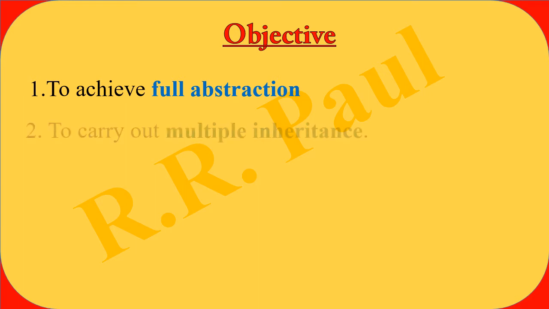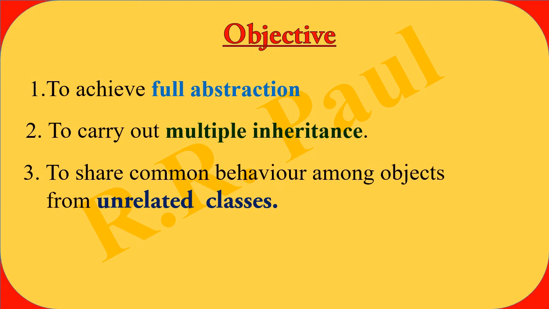We also know that Java does not support multiple inheritance. But if we want to carry out a related task, then for that purpose also we create interface. The main purpose or the main objective of creating an interface is to share common behavior among objects from unrelated classes.